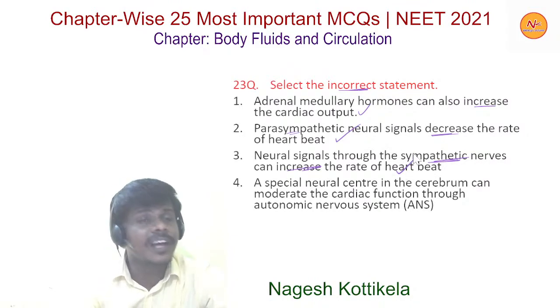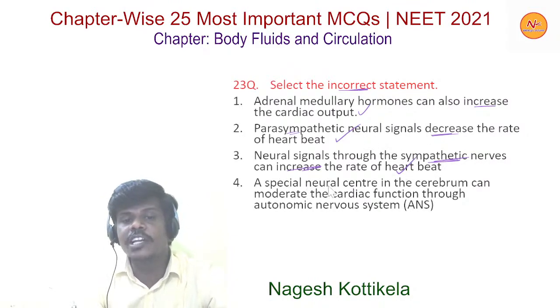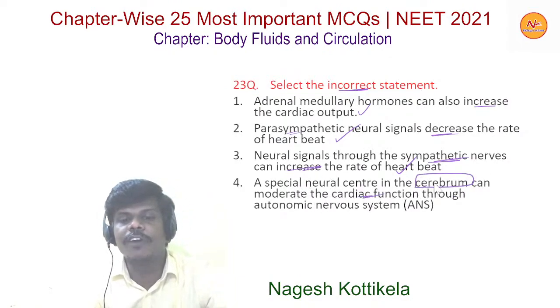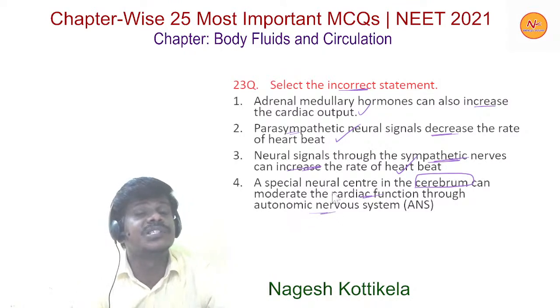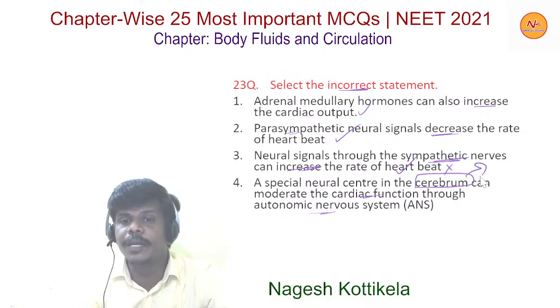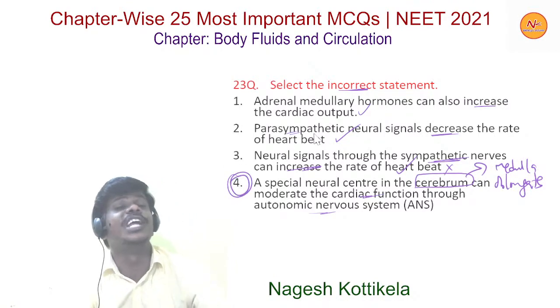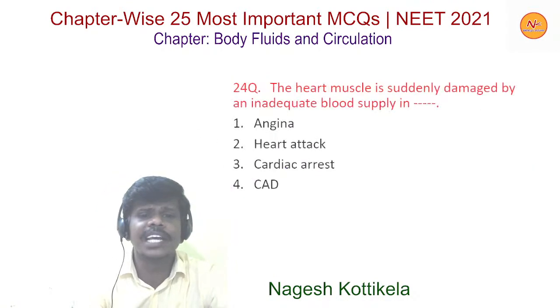Okay, neural signals through the sympathetic nerves can increase the rate of heartbeat. Obviously, it is correct. Okay, and a special neural center in the cerebrum can moderate the cardiac function through autonomic nervous system. This is wrong. It should be medulla oblongata. Okay, it is not cerebrum. So, the fourth statement is incorrect. Now, moving to the next question.